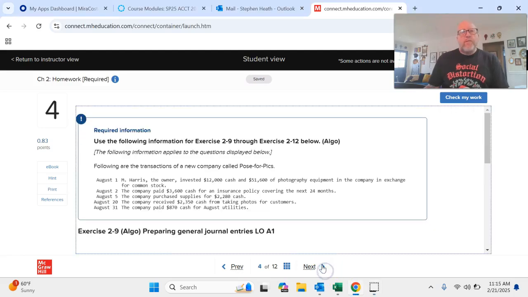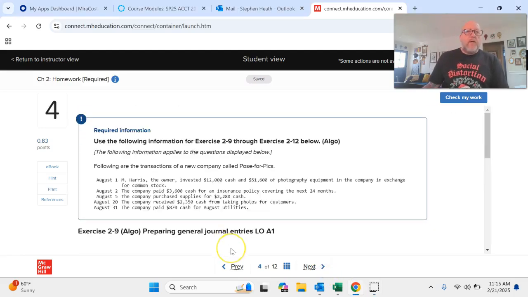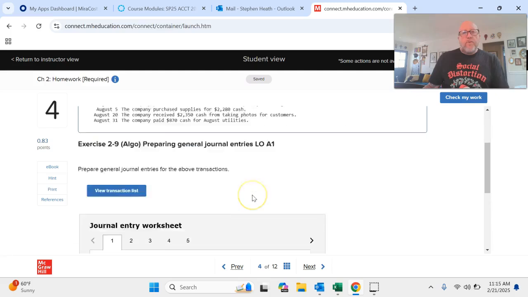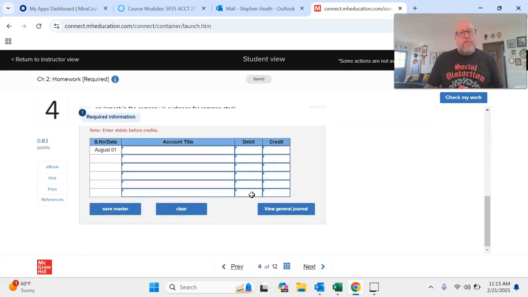I think question four is the same thing, really. It's just asking us to take the entries and do journal entries for them. And I think at this point, I'm just going to keep moving on.